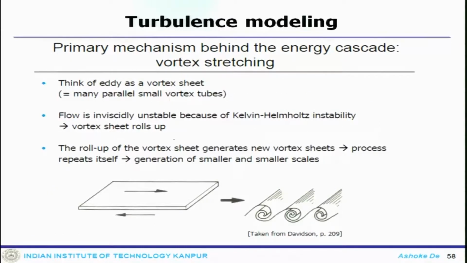So one can think of it like a vortex street, with many parallel small vortex tubes like that. The flow is inviscidly unstable because the vortex sheet rolls up. Once that rolls up, it generates new vortex sheets, and this process continues, generating smaller and smaller scales. That is how the process repeats from larger scale to smaller scale, and it generates different scales of vorticity.